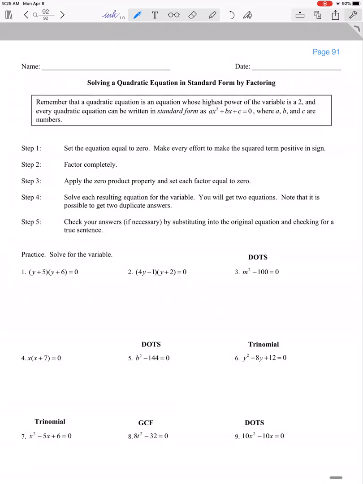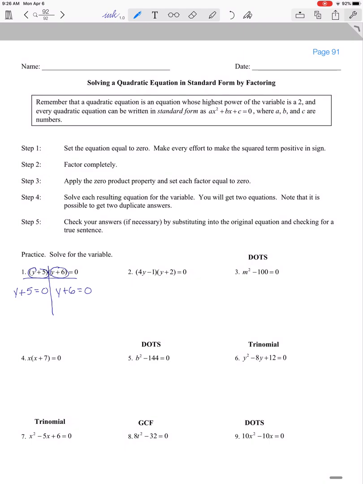Once you factor and it's equal to 0, we T-chart it like this. We draw a line between all of the factors. So y plus 5 is a factor and y plus 6 is a factor. We draw our line between the two and make a little T-chart. Now I bring down this term into this box, y plus 5, and set it equal to 0. I take the other term, bring it down, and do the same thing, setting it equal to 0.